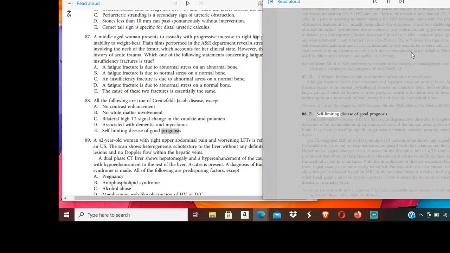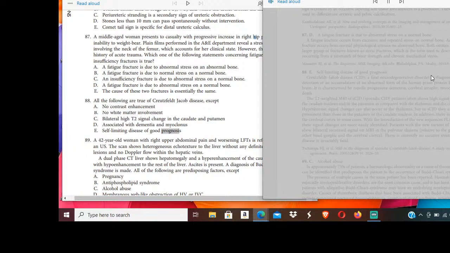88. E. Self-limiting disease of good prognosis. Creutzfeldt-Jakob disease, CJD, a fatal neurodegenerative disorder, is diagnosed by the detection of an accumulation of an abnormal form of the human prion protein PrPSc in the brain. It is characterized by rapidly progressive dementia, cerebral atrophy, myoclonus, and death.